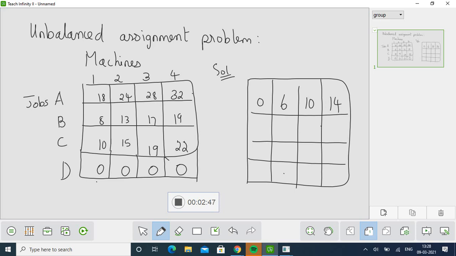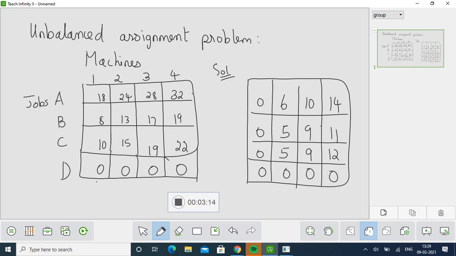8 is the smallest in the second row. 8 minus 8 is 0, 13 minus 8 is 5, 17 minus 8 is 9, 19 minus 8 is 11. The smallest element in the third row is 10. So 0, 15 minus 10 is 5, 19 minus 10 is 9, 22 minus 10 is 12. Here all the elements are 0, so we don't have anything to subtract.